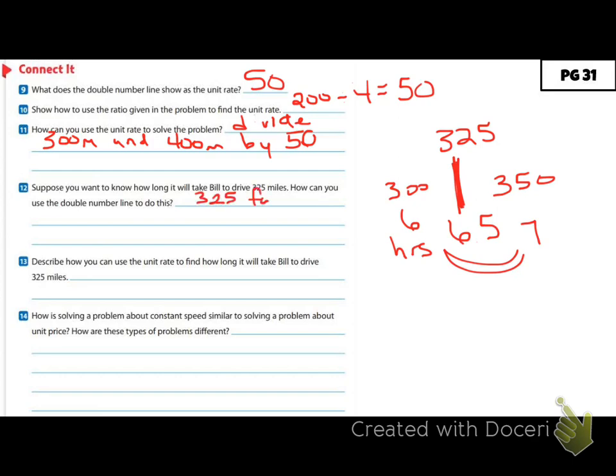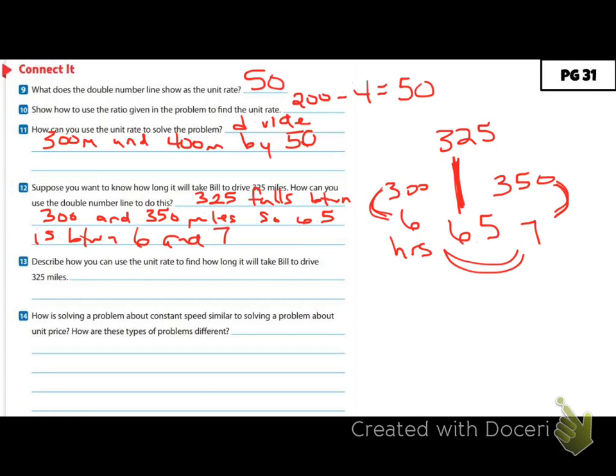325 falls between 300 and 350 miles. So looking at their corresponding hours, 6.5 is between 6 and 7. So now number 13, I'm going to erase this.